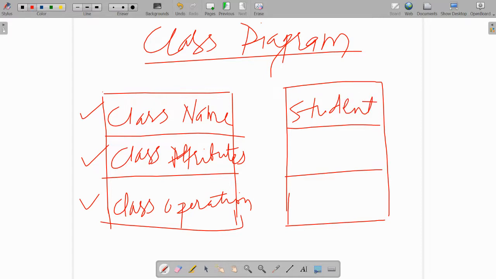Okay, student. Then I can take the new properties of the student, like I can take the name as an attribute, the roll number as an attribute, the contact number as an attribute, and the address as an attribute. Okay, so I have just taken two attributes of the properties: name and roll number. And the class operation, so what operation is performed by this particular class.